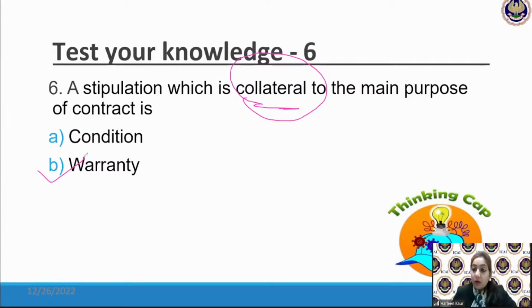Or maybe some repair or damages needs to be done. Like remember in the car that you have purchased, the horn was having some problem, so you wanted to get that horn replaced. So it is a breach of warranty, something which is related to the main purpose of a contract, but it is not the main essence of the contract. All right, so you have to remember the basic things, children. It's a very important definition.